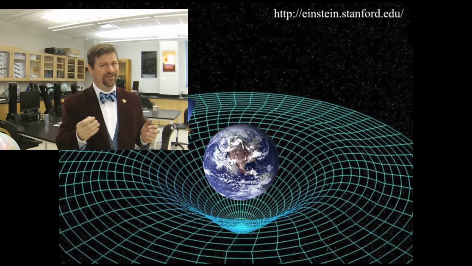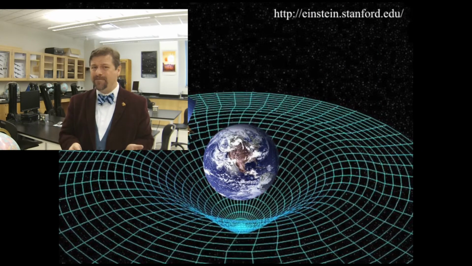A further prediction is that if a body is rotating, like the Earth or the Sun as a massive body, then space-time itself is dragged along with that rotation, which is a really weird concept. It's called frame dragging.